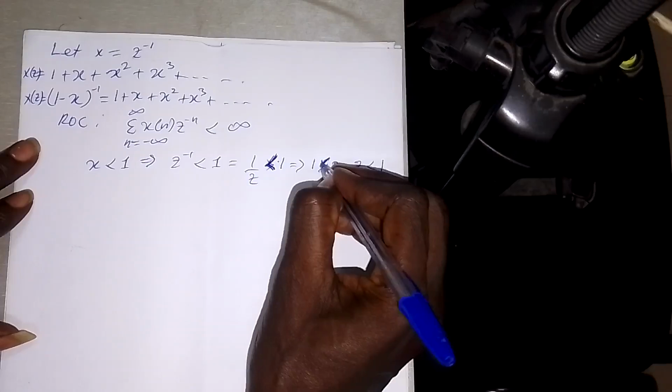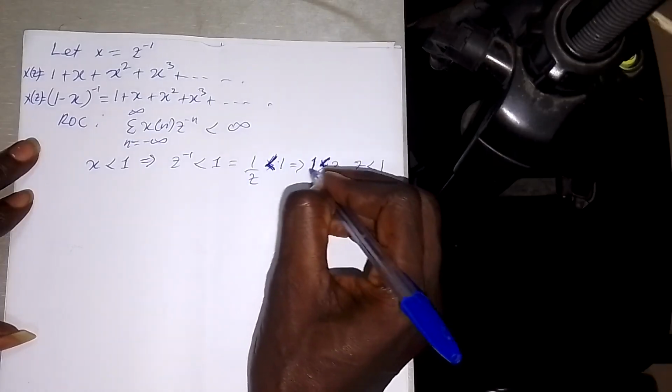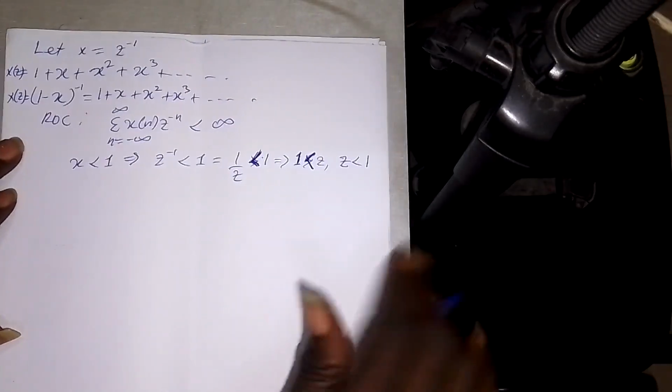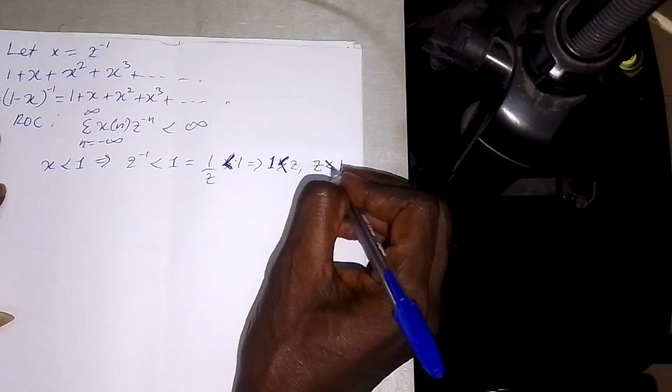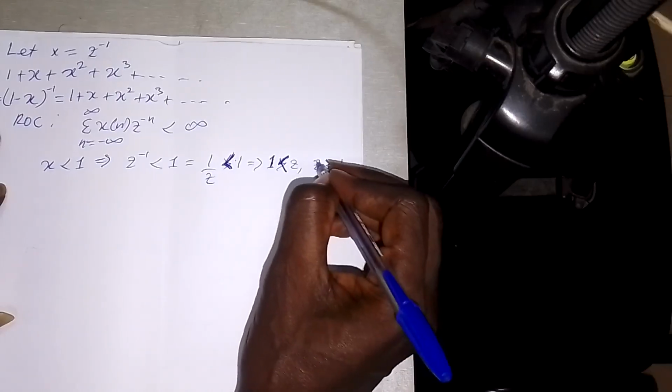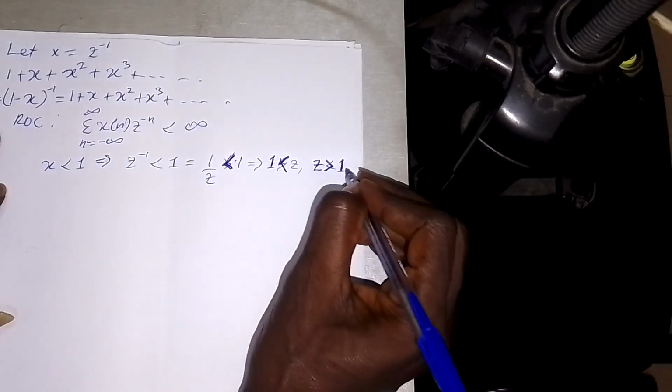Okay, it will become this way. 1 is less than what? Z. Sorry, okay. 1 is less than Z. And here also, it will become the same thing. Z is greater than what? 1. You can just follow what I have written here. You will understand why I'm getting this.